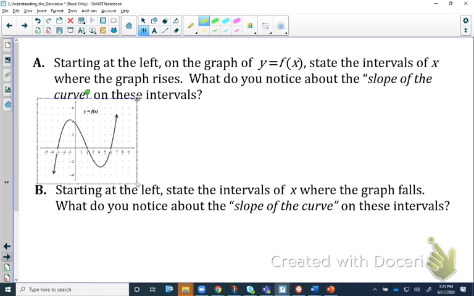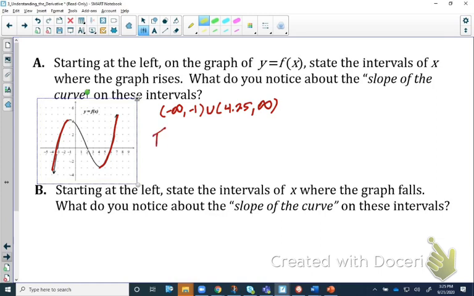What do you notice about the slope of the curve on these intervals? State the intervals where the graph rises. Well, where it says rises, it's really increasing. So the intervals where it's increasing are from negative infinity to about negative 1, and from about 4 1/4 to positive infinity. Here and here, that's where the function is increasing.